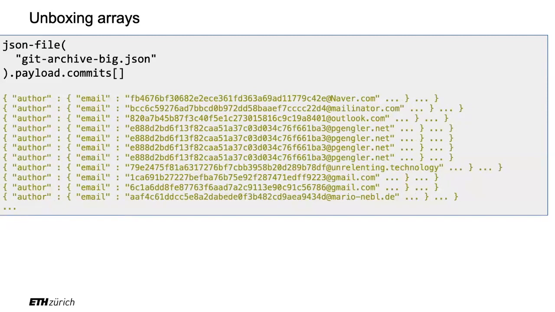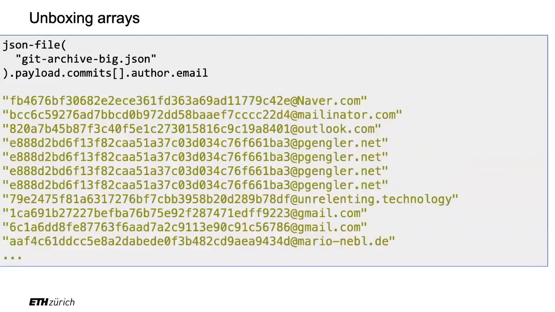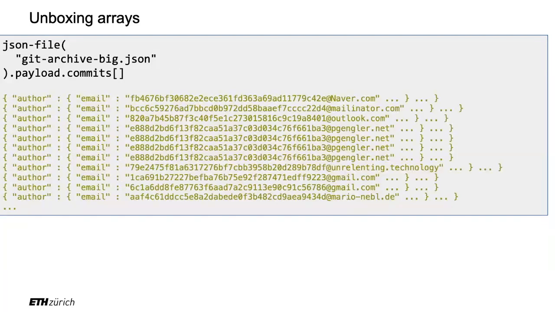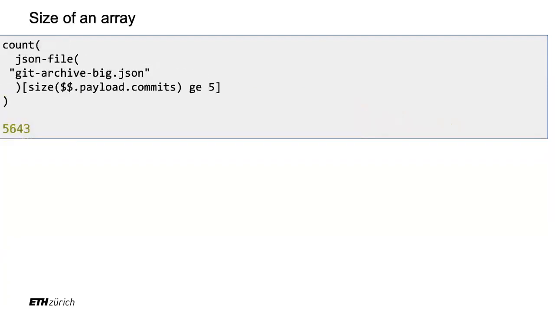Okay, and then I can continue with .author.email, and that basically just navigates in there, right? So you get the idea of how navigation works. And again, do it. Take the data set, try to do these things. You will see, and that's the best way to get familiar with it.